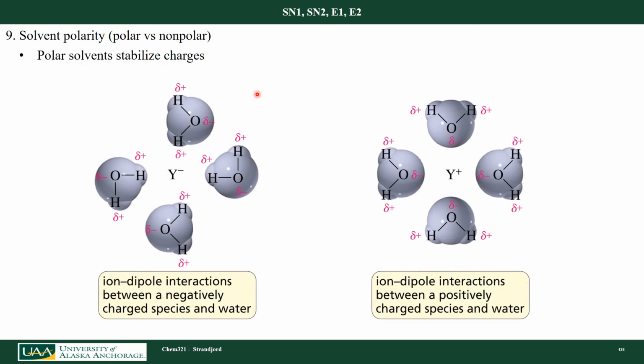Solvent polarity is also a factor that will help us determine what our products are. If I look at a polar solvent, I can actually stabilize my resulting leaving group as it leaves. So if I can stabilize one of the products, that helps favor the products. I can also stabilize an intermediate here. If I use water again, which is a polar solvent, I can stabilize an intermediate like my carbocation, which would help for SN1 and E1 reactions.